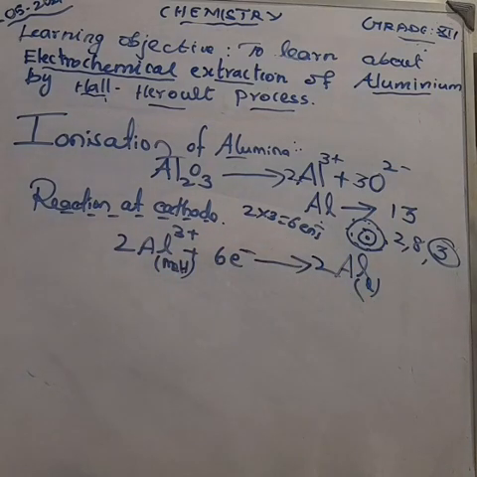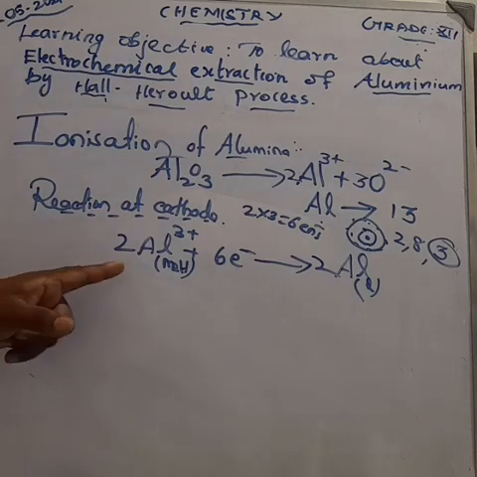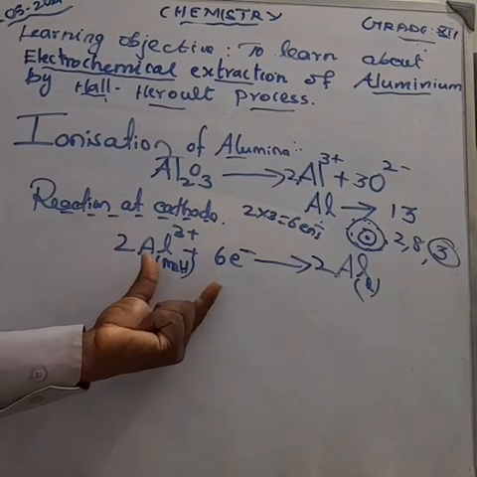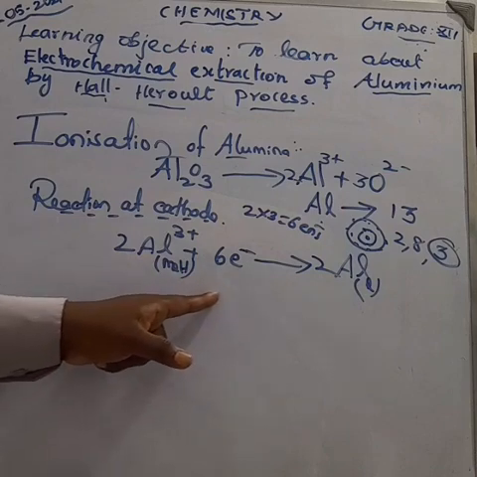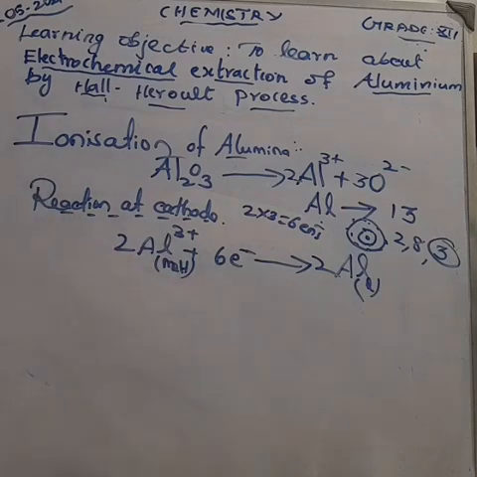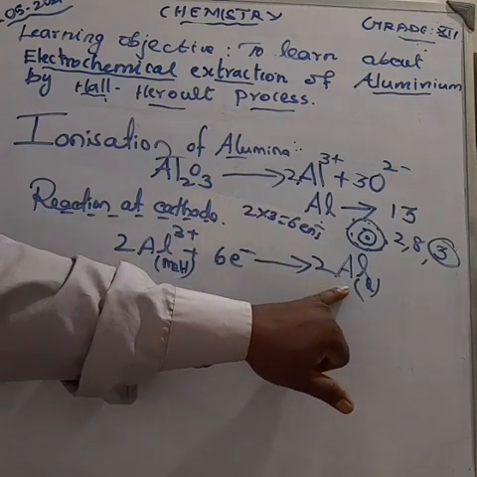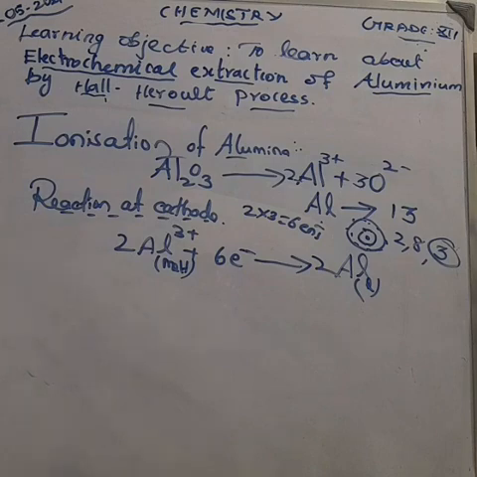Listen all of you. What is the meaning here? The 2 aluminium ions lose 6 electrons, so we have to add 6 electrons to the aluminium ions. So we get aluminium metal. Can you understand me, dear children? It's a loss of electrons. Aluminium loses its electrons, 6 electrons, so we are adding 6 electrons and we get aluminium metal.